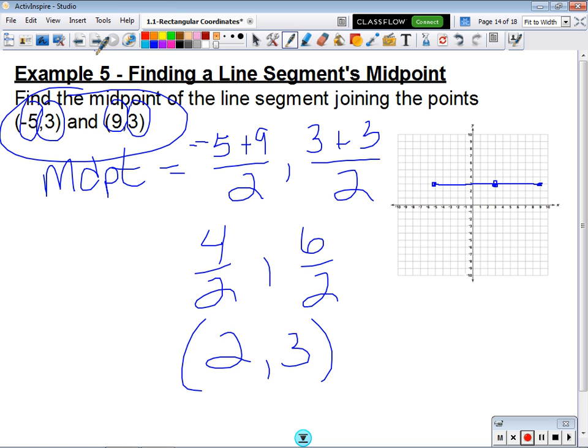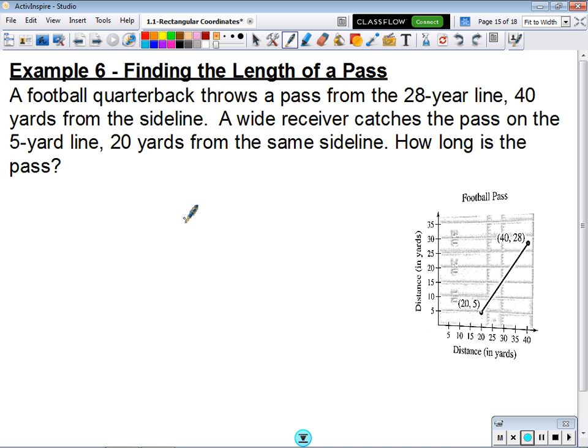Then as I move on to the next question here, and this has more to do with the distance formula than the midpoint formula, the question says if a football quarterback throws a pass from the 28-yard line 40 yards from the sideline, a wide receiver catches the pass on the 5-yard line 20 yards from the same sideline, how long is the pass?